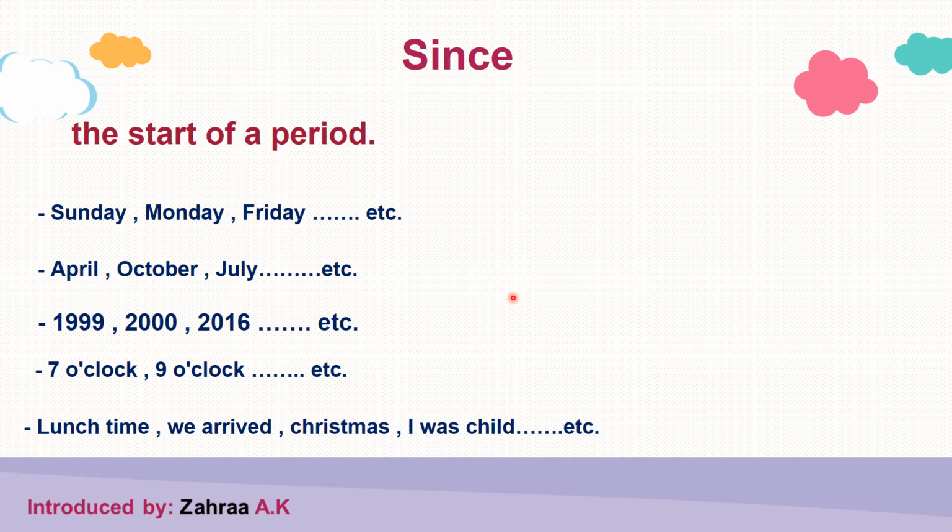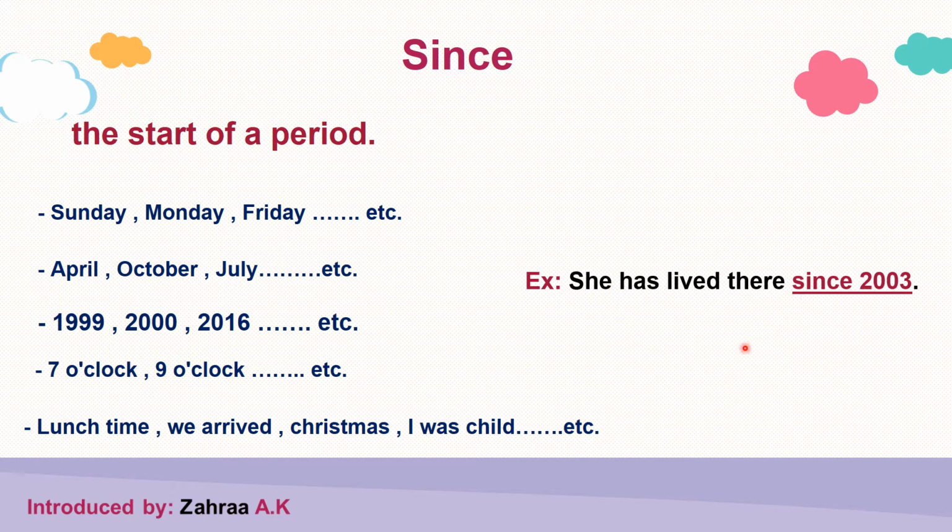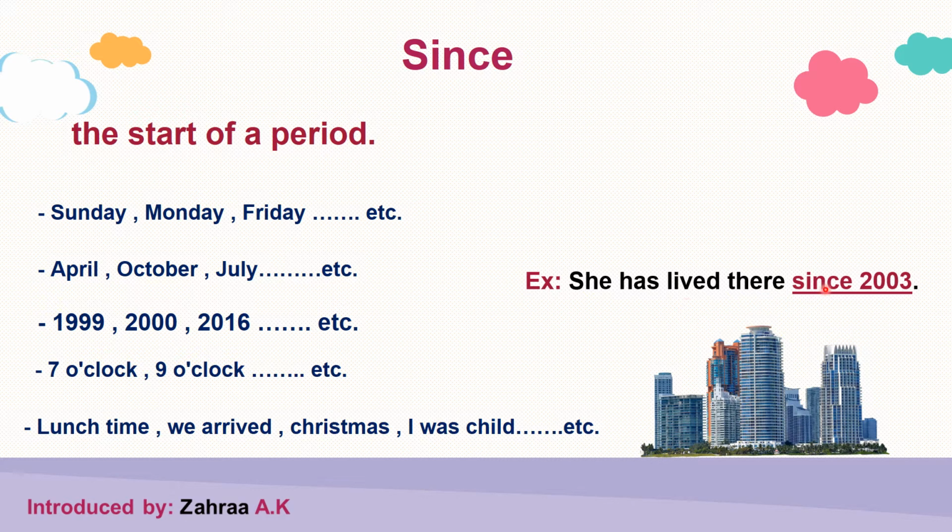Let's make it clearer in an example: she has lived there since 2003. هي عاشت هناك منذ 2003. Notice after since there is a specific, particular time, which is 2003. يعني ما راح أقدر أقول since 2 years. We cannot say since 2 years لمدة سنتين; here we use for because the period is not specific. But since 2003 منذ 2003 حددت المدة بالتحديد.